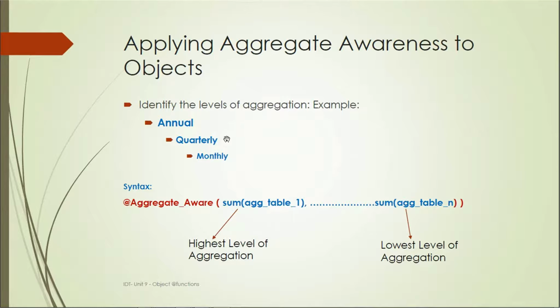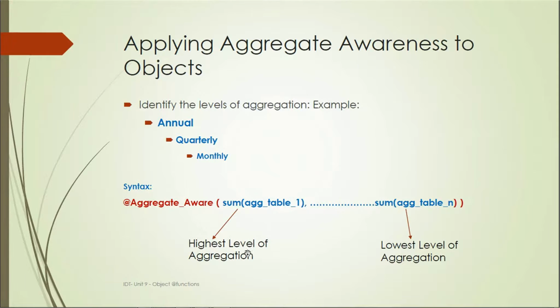Suppose the data is annual only, which means it is a single level. But if the data is available as annual, quarterly, and monthly, then the first level is annual, the second level is quarterly, and then monthly. These are the different levels that we need to identify. The syntax is aggregate aware: summary of aggregate table 1, summary of aggregate table 2, and so on, up to aggregate table n. We can add n tables in aggregate aware.